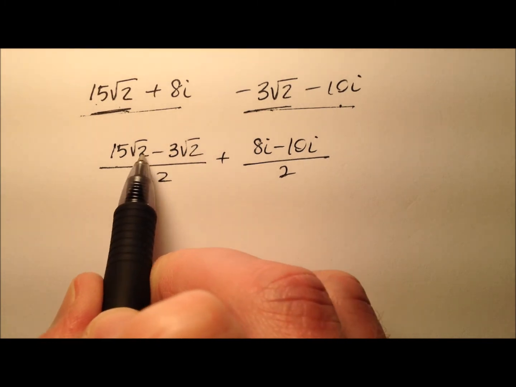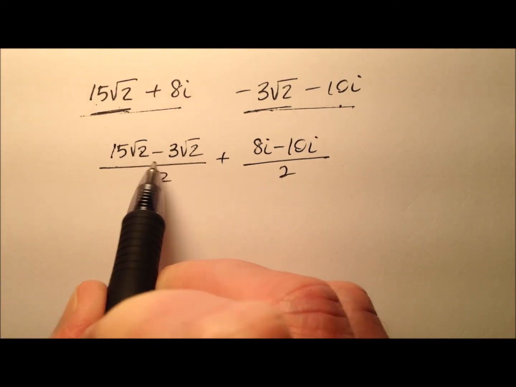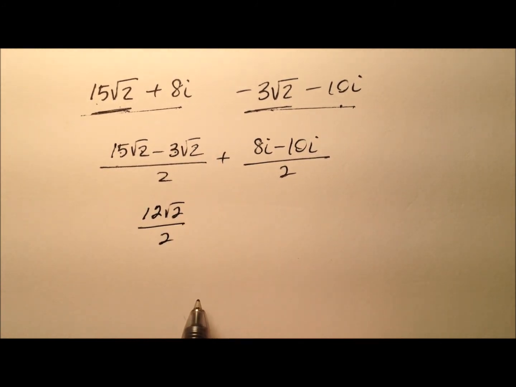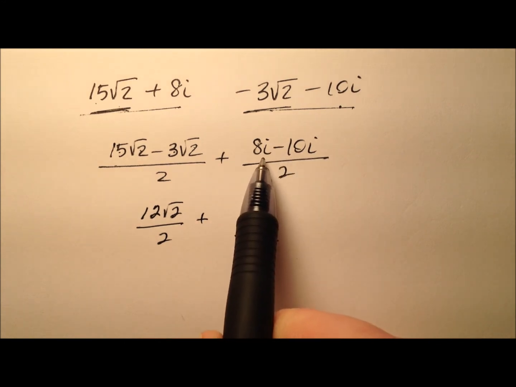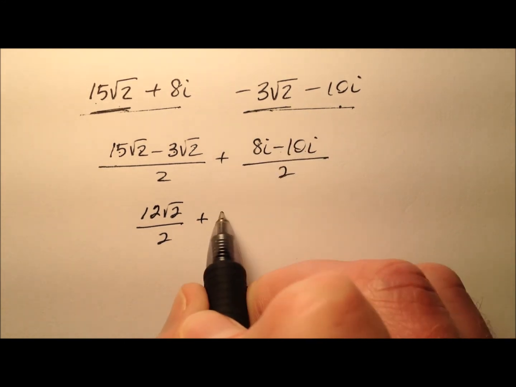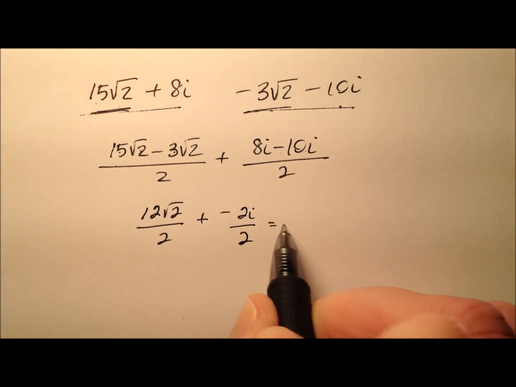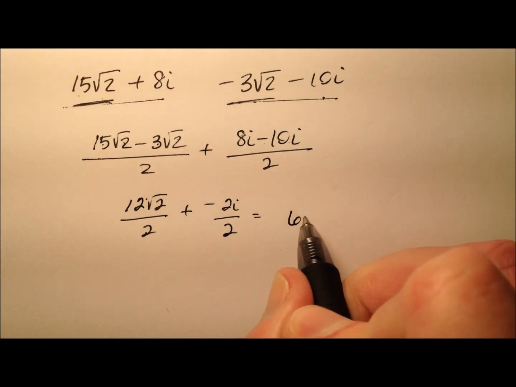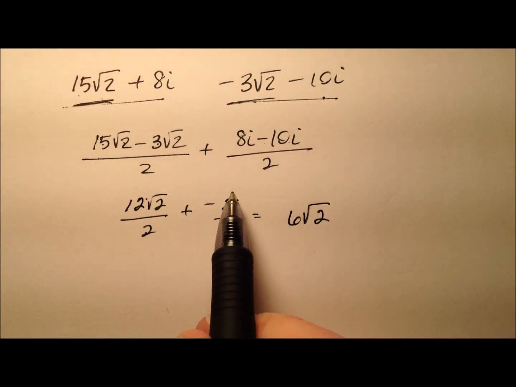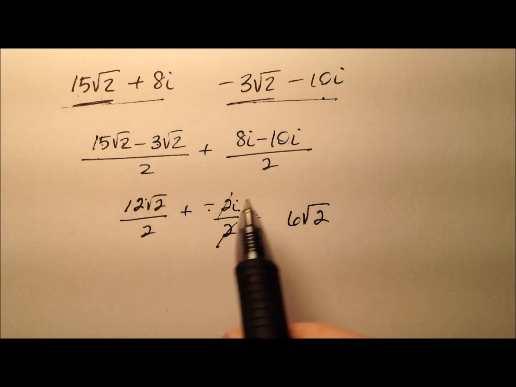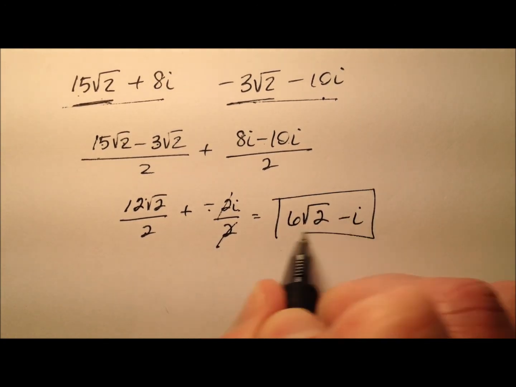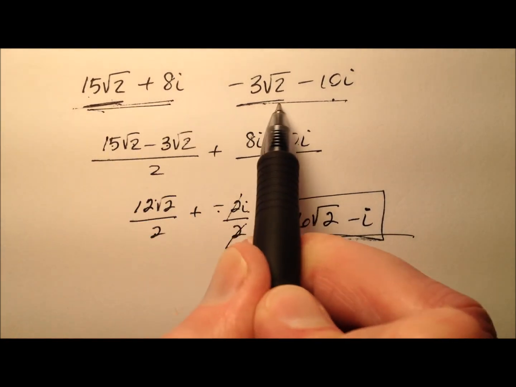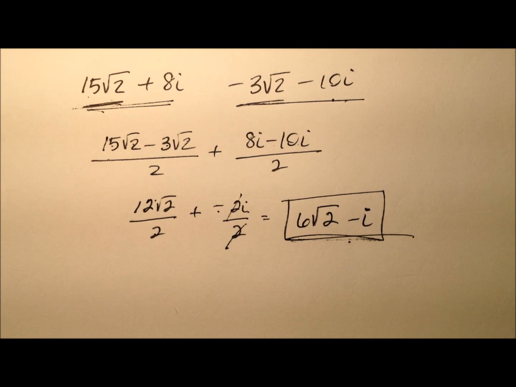Okay, well, these are like radical terms, so they're both radical 2's. So 15 minus 3 is 12 radical 2 divided by 2, so that'll come out nicely. And here the imaginary parts, 8i minus 10i is -2i over 2, and that'll come out pretty nicely as well. So the 12 divided by 2 will be 6 radical 2, and the 2's cancel here, so I have minus i. So 6 radical 2 minus i will be the midpoint for these two complex numbers if they're graphed in the complex plane.